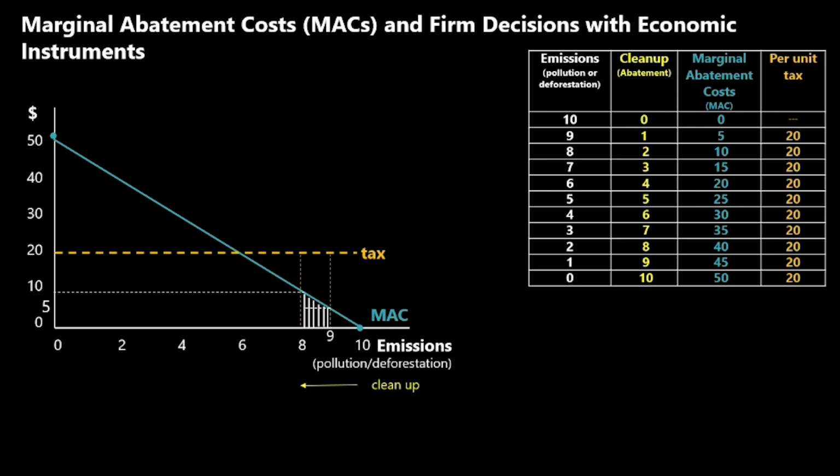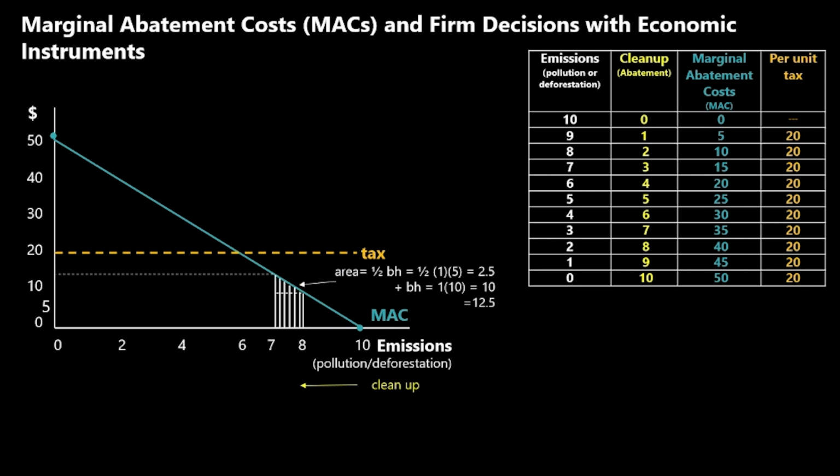And the firm would compare that to the total tax they'd have to pay for that second unit. So here, the firm is comparing 7.5 to 20. And again, we'd assume that the firm would clean it up. It's cheaper than paying the tax. So let's take that one step further. Should we clean up the third unit?